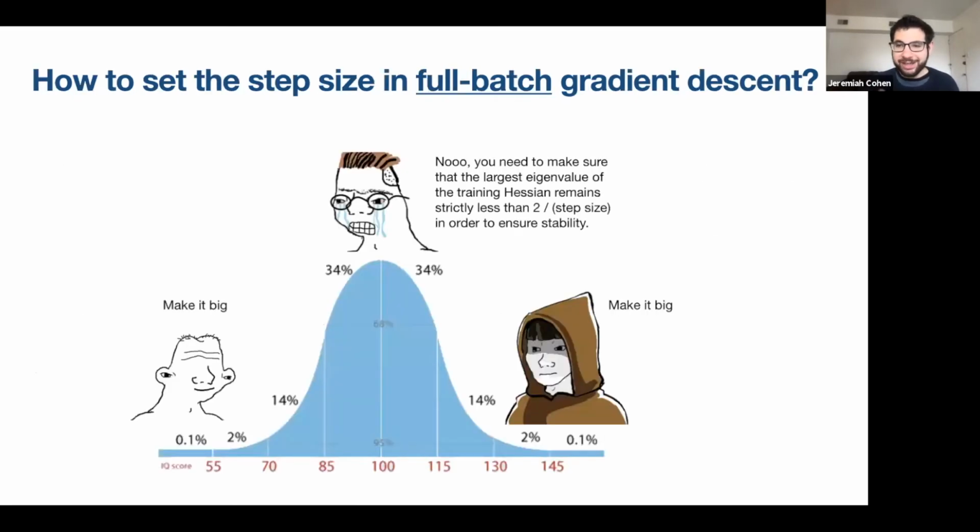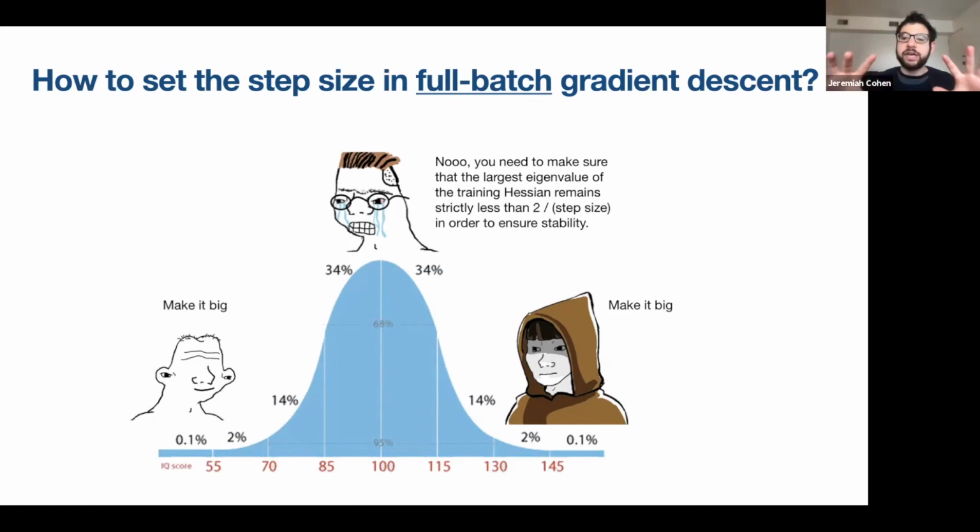I like to think of the situation as well described by this meme template that's become popular. If you just learn what gradient descent is, and someone asks you how to set the step size, you would say, oh, make it big, because then you'll go fast. If you take a class and learn how to analyze gradient descent, then you would say, oh, no, you can't just make it big. You have to make sure that throughout the entirety of training, the largest eigenvalue of the training objective Hessian remains strictly less than 2 over the step size to ensure stability. That's the smart answer. Actually, though, the reality is that you just make it big. Because empirically, we find that for full batch gradient descent, bigger is just better.